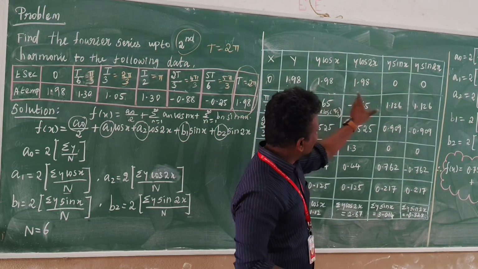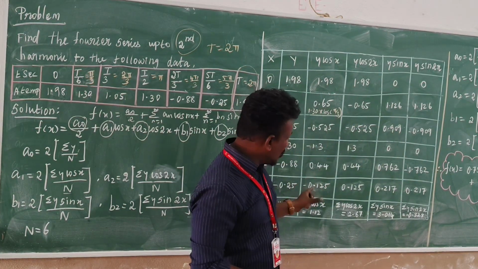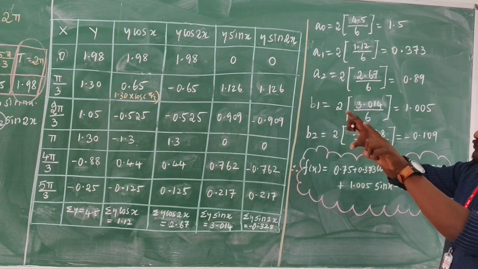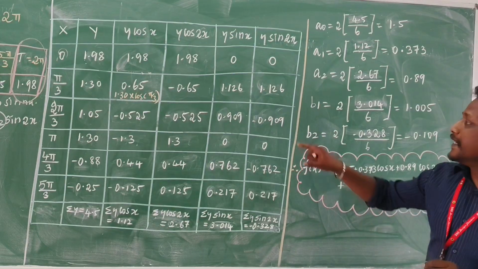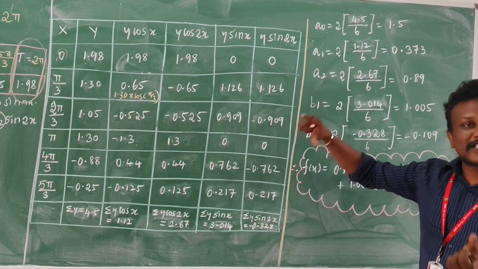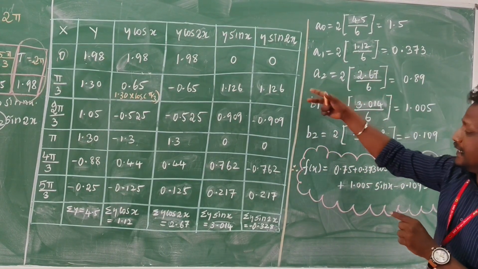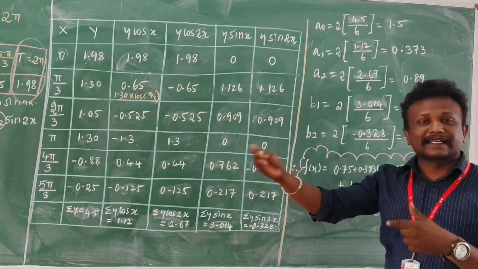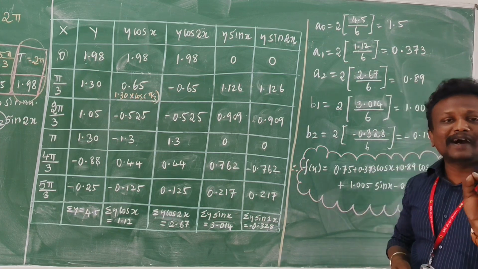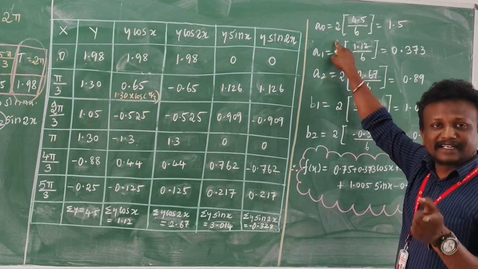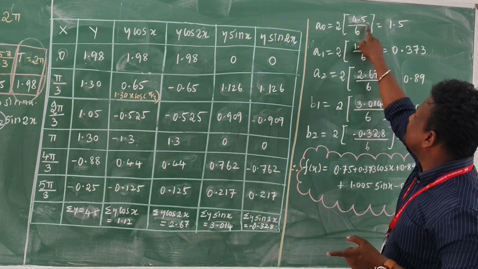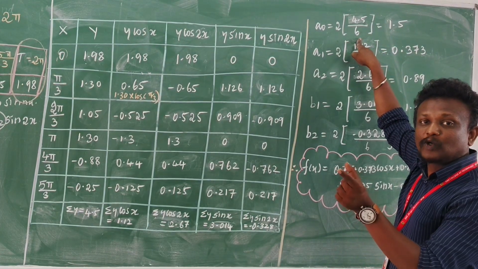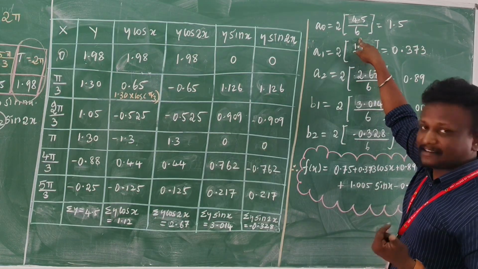Now, in this way, you have to construct the whole tabulation. At the end, you have to add all these results. After you find all the required results in the tabulation, let us substitute them into the formulas which we already wrote in step 1. To find a0, we already have the formula: summation y divided by n, where n is the number of outcomes in the y-axis. So it is 6.